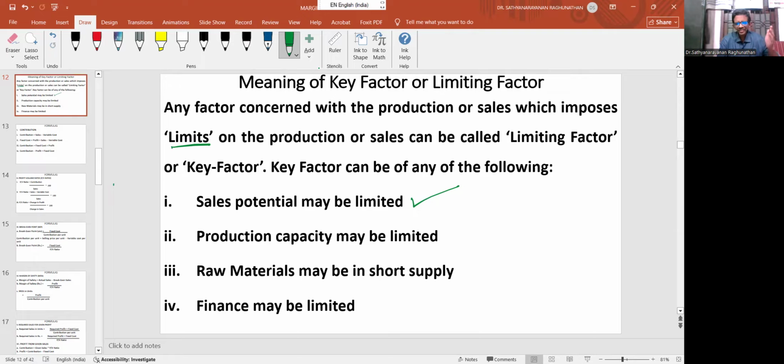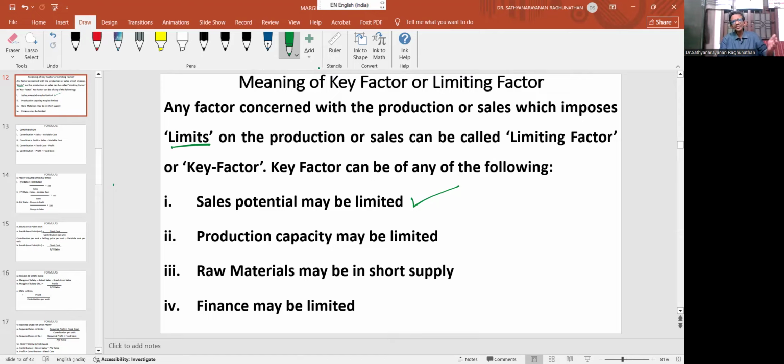If these resources are scarce, automatically the sales potential will also be limited, and then production capacity may be limited. If you are not keeping the machinery in good condition, how will the production capacity be high? And if you are not selecting efficient workers for your manufacturing sector, or even if you have selected the workers, if you are not giving proper training to them, then how will they be able to contribute towards the best of the organization? So production capacity may be limited.